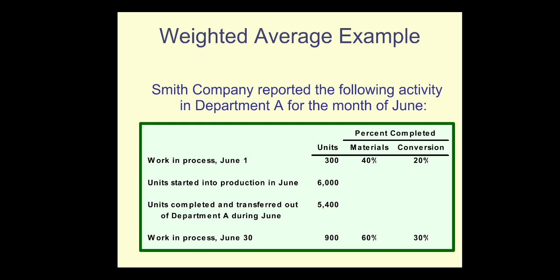So remember this. See here, WIP beginning on the 1st of June is 300 units plus units started into production of 6,000. So 300 plus 6,000 is 6,300. At the end of the accounting period, units completed are 5,400 plus WIP ending of 900. So 5,400 plus 900 equals 6,300. So the input must equal the output.